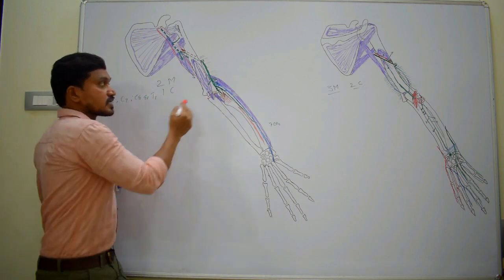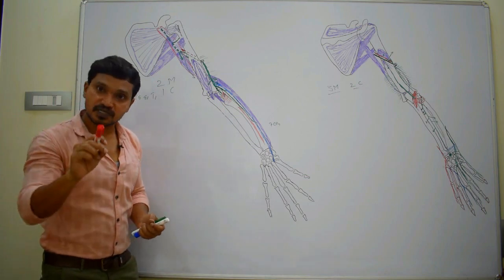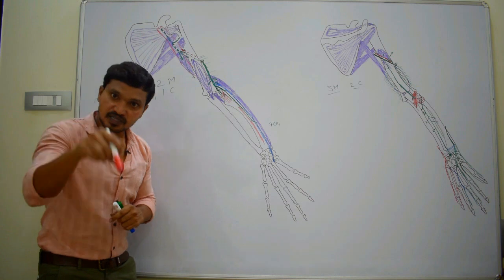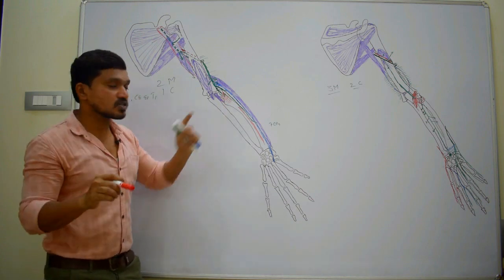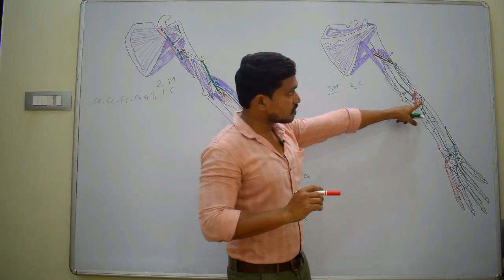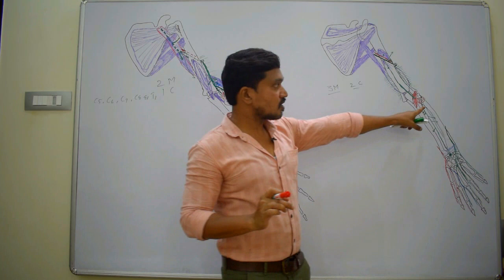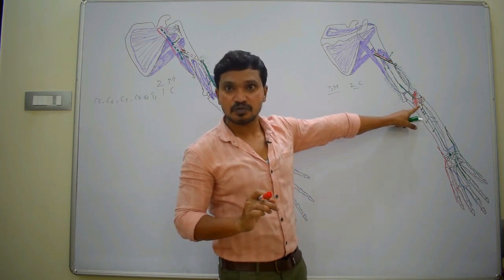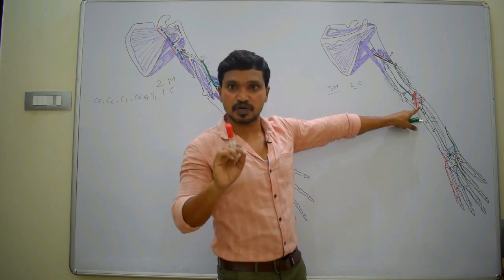The deep branch will give branches to the extensor carpi radialis brevis and supinator before entering the supinator muscle. Within the supinator muscle, it supplies one more branch to the supinator. After that, the deep branch winds around the neck of the radius and appears in the posterior compartment of the forearm, in between the superficial muscles and deep muscles of the extensor compartment.